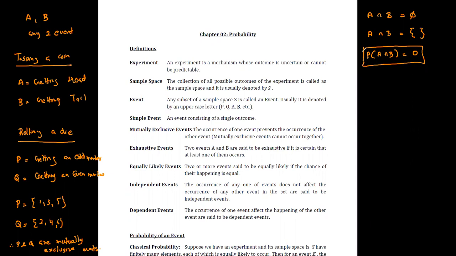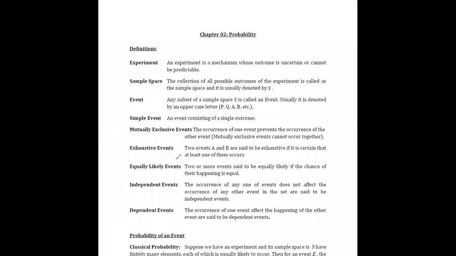Now we will move on to the next one. The next type of events is exhaustive events. When we consider a single experiment, suppose there are two events named A and B. Those two events are said to be exhaustive if it is certain that at least one of them occurs.